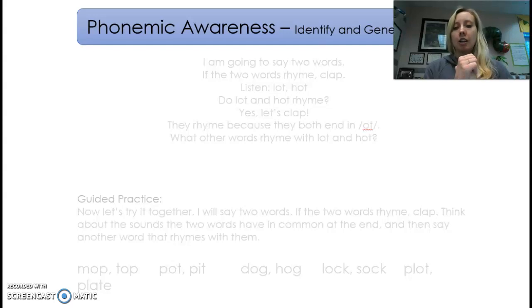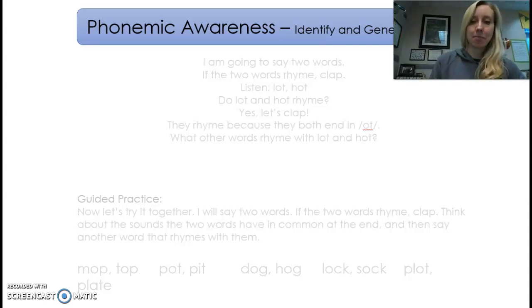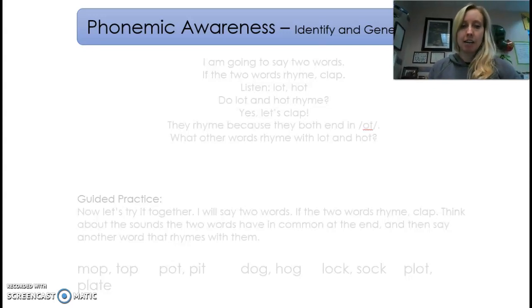Dog, hog. Dog, hog. Those rhyme. They both have og at the end. Lock, sock. Lock, sock. They both have ock at the end. Last one, plot, plate. Plot, plate. Those don't rhyme because one has an o and one has an a.